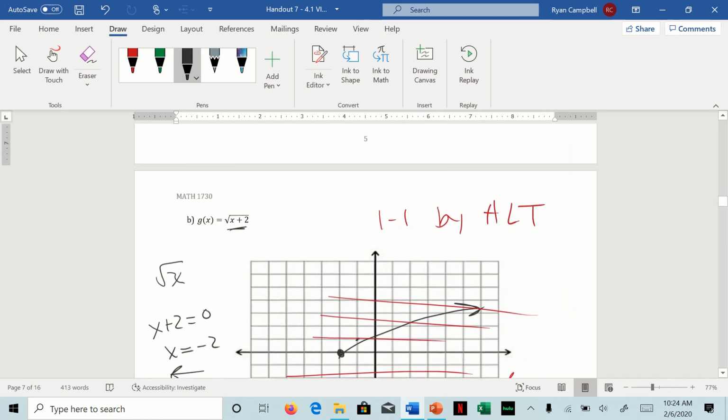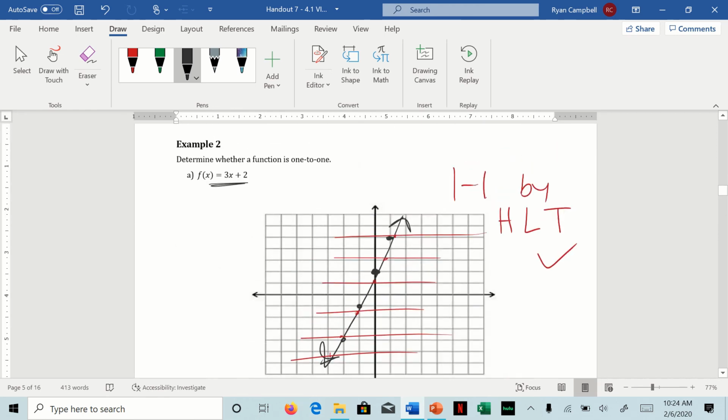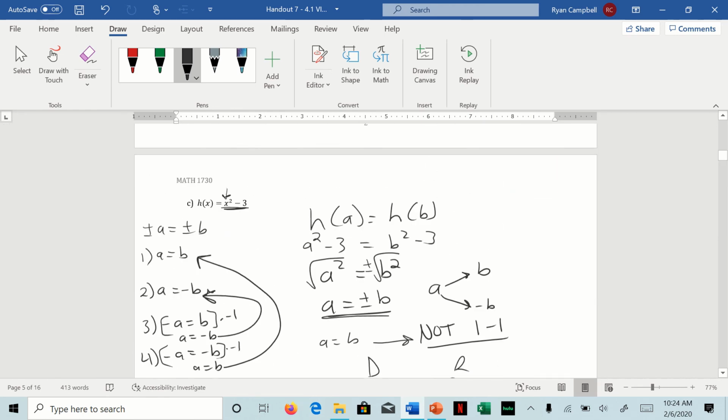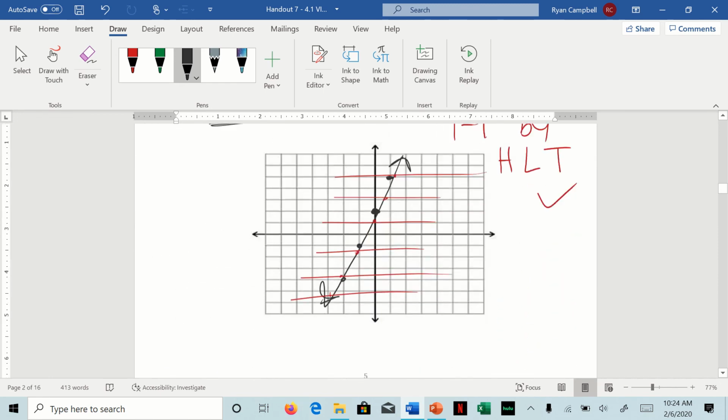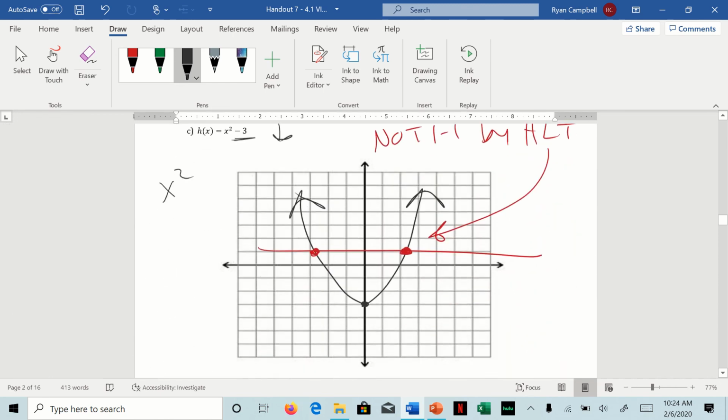And on a test, you can use either one of them to show that it is or is not 1-to-1. You can either use the algebraic definition, which is what we did using these formulas, or you can just graph it, if you know how to graph it, and use the horizontal line test.